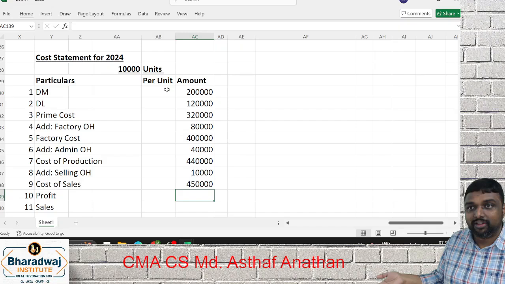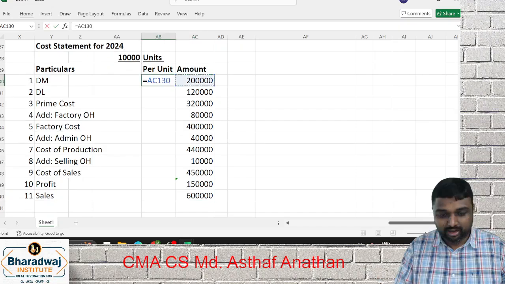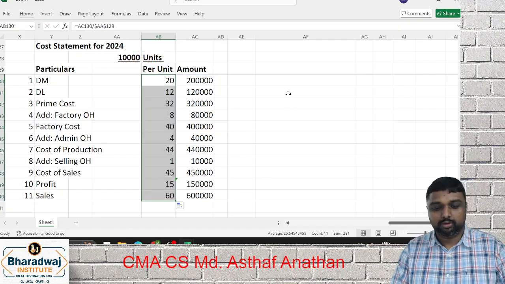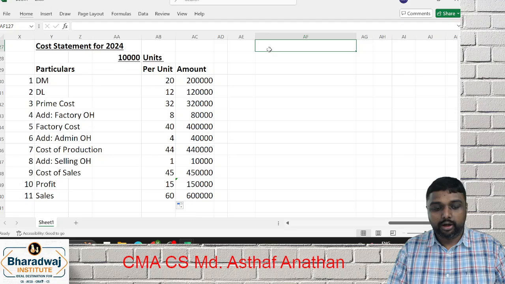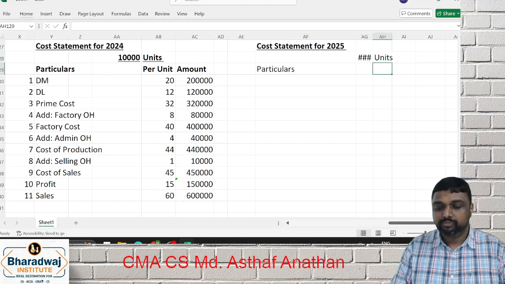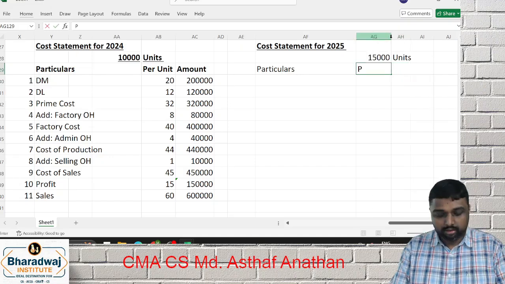See, for me, if I want to do per unit, just divide this. That's all. So I have done this per unit also now. Now we will go for our main point, cost statement for 2025. The main point is what? The unit of production is changing. What is the unit of production now, my dear friends? Unit of production now, 15,000 units. So we will start, friends.